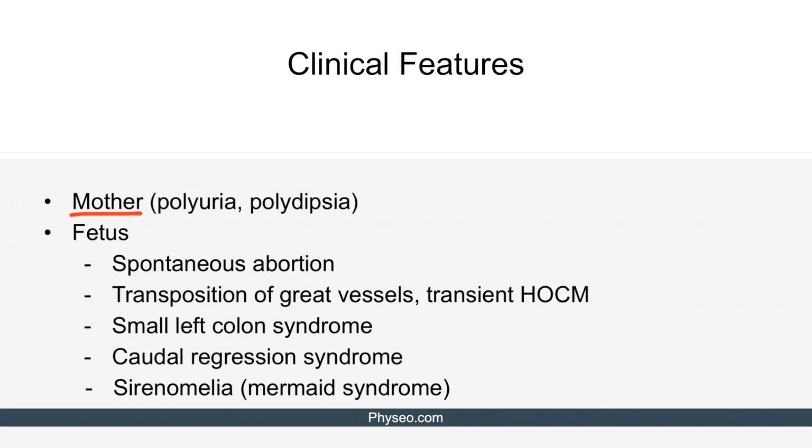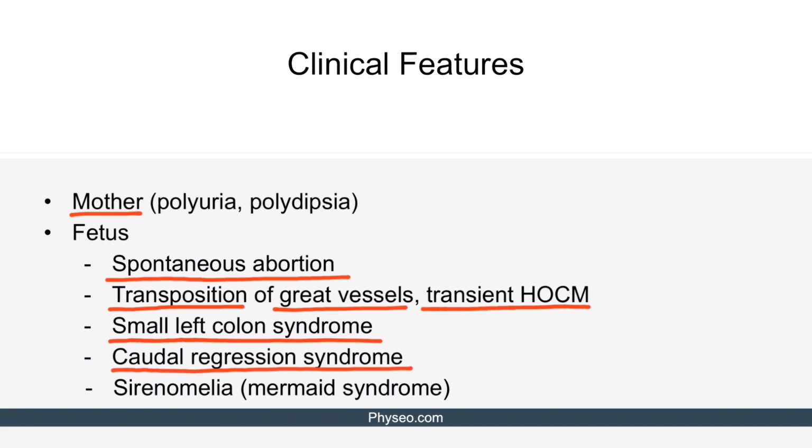Interestingly, fetal clinical features of pregestational diabetes mellitus differ from those of gestational diabetes mellitus because in this case, the fetus is exposed to maternal hyperglycemia right from the first trimester. Specifically, pregestational diabetes mellitus can cause spontaneous abortion. Additionally, it can cause congenital cardiac defects, such as transposition of great vessels or transient hypertrophic obstructive cardiomyopathy. Pregestational diabetes mellitus is also known to cause small left colon syndrome in babies. Finally, there are 2 very rare complications in the fetus, which are caudal regression syndrome and sirenomelia.